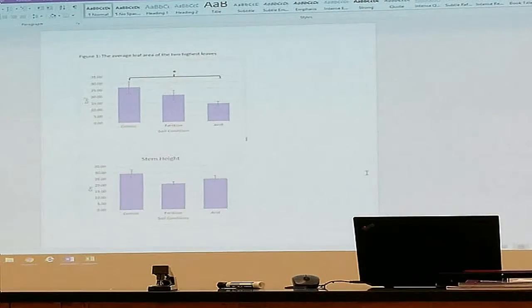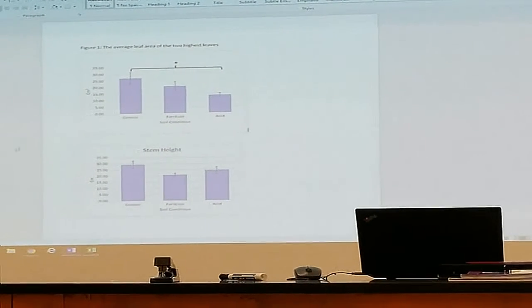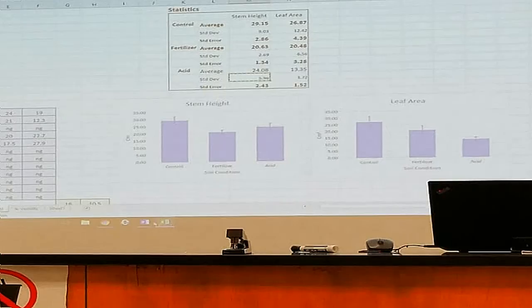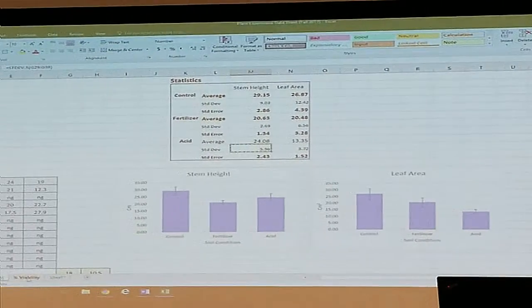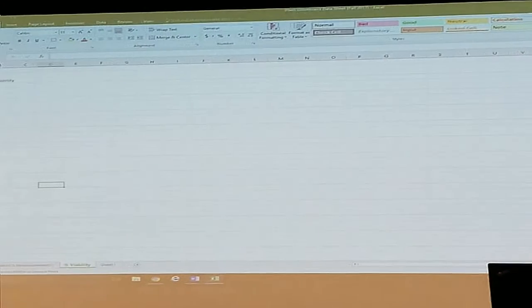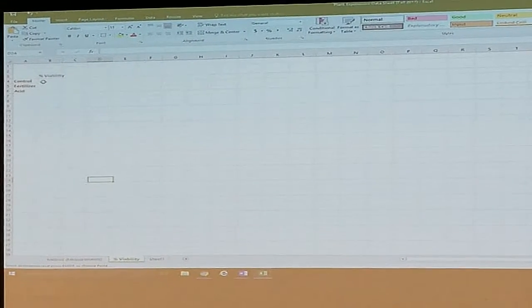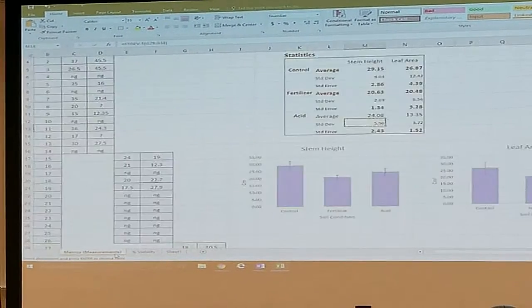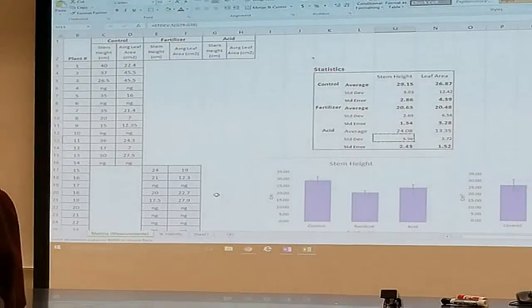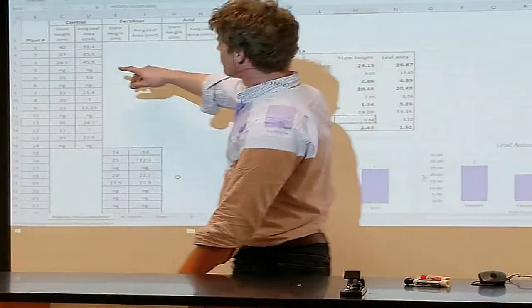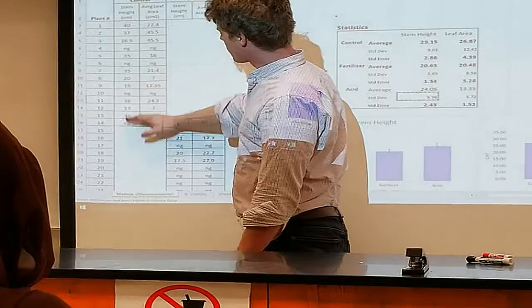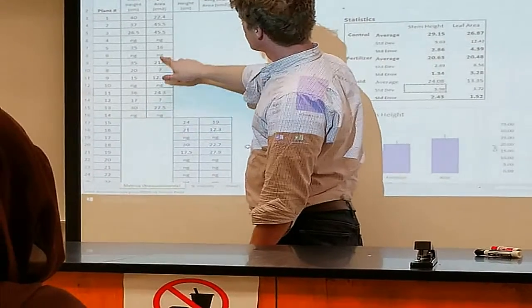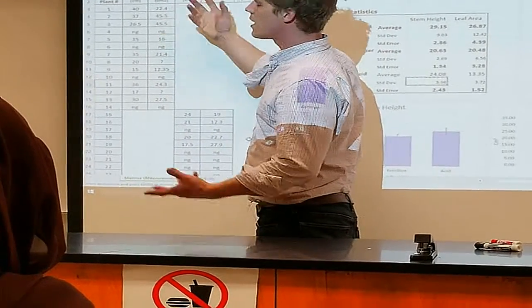Oh, there's one last graph I want you to include, and that's the percent viability graph. On this tab here, there's a little tab that says percent viability, and that's basically where you're just going to tell me how many of the plants grew or did not grow. So the percent viability for the control group would be: of the 14 plants, only 10 of them grew.